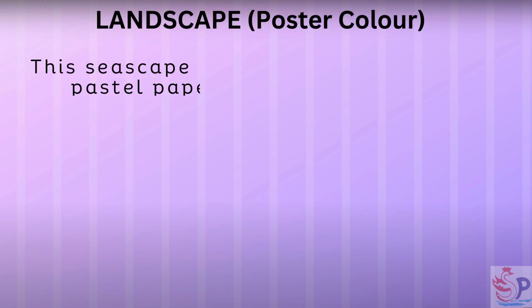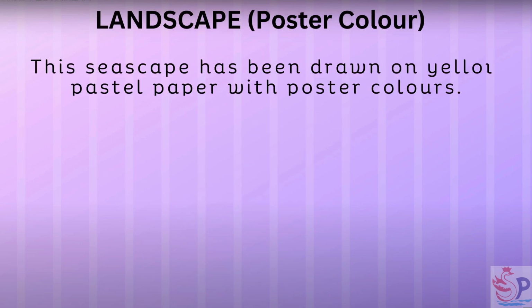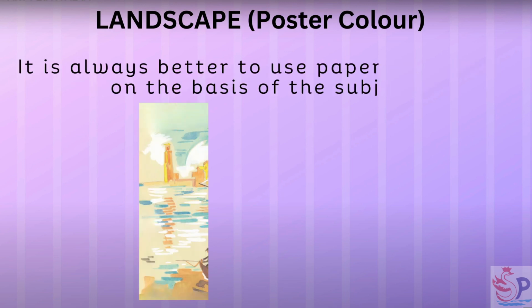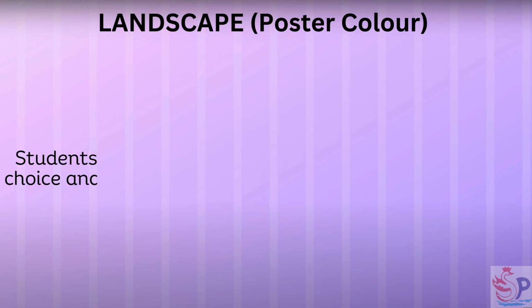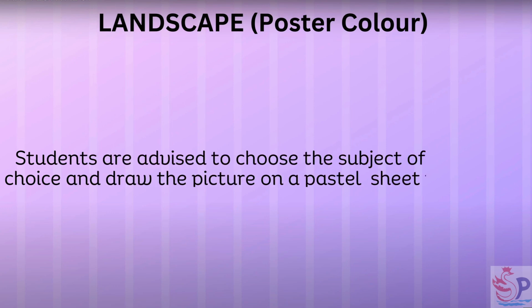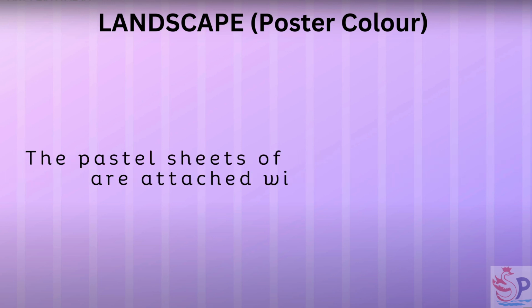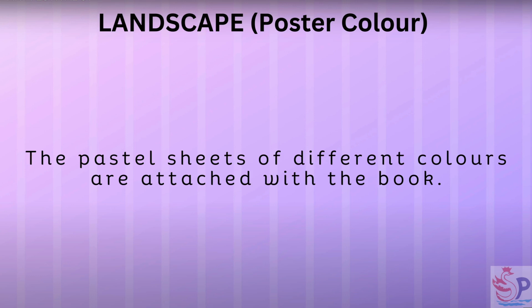Landscape. Poster color. This seascape has been drawn on yellow pastel paper with poster colors. It is always better to use a paper background on the basis of the subject. Note: students are advised to choose the subject of their own choice and draw the picture on a pastel sheet with pencil. The pastel sheets of different colors are attached with the book.